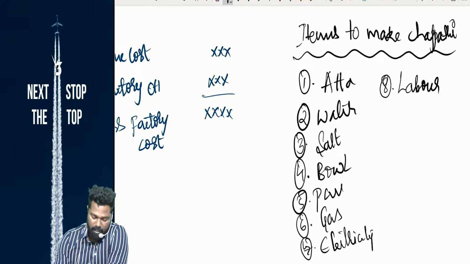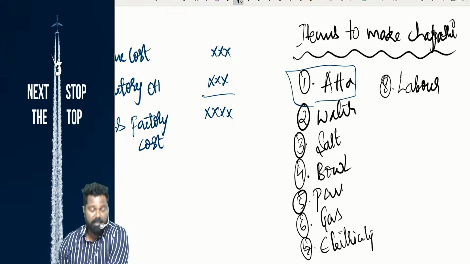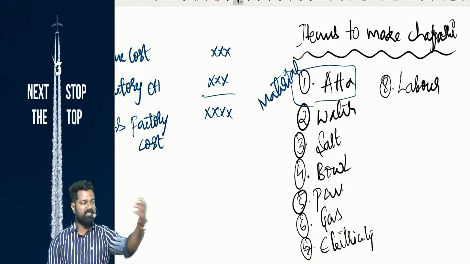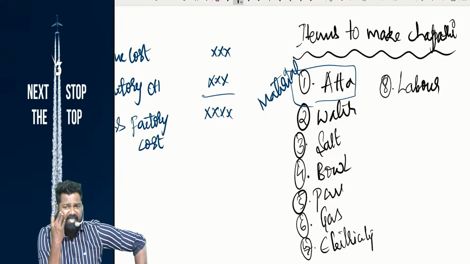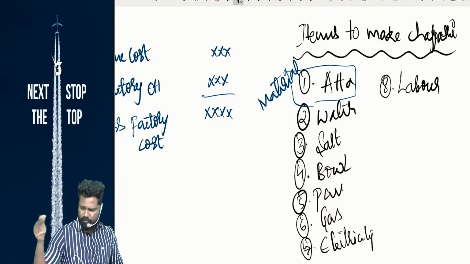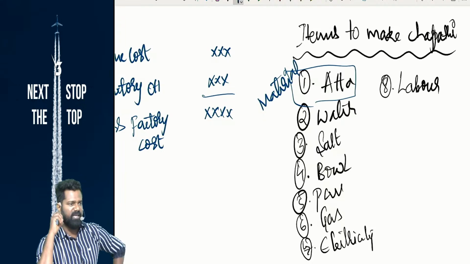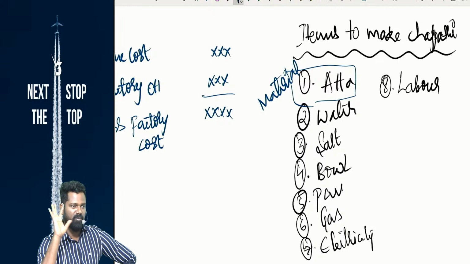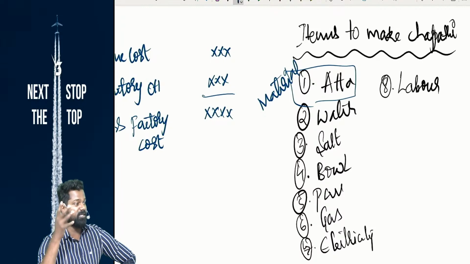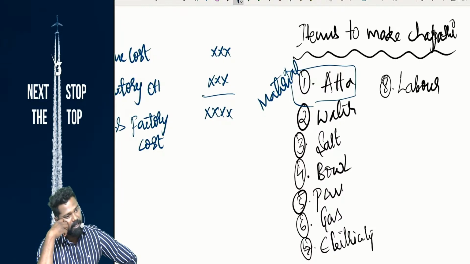Now tell me, atta comes under what? Material. Now listen to me. I want to make 10 chapatis only. Say suppose you called your mom in the evening and said, I am bringing 4 of my friends. They all eat a lot, every time they eat full. So your mom thought, as your friends are coming, she estimated, or projected, to make 20 chapatis. How many chapatis? 20 chapatis.